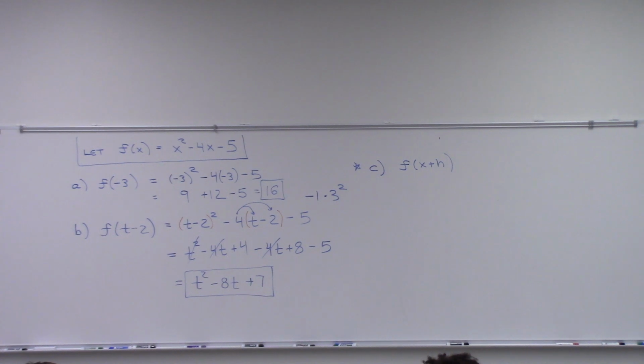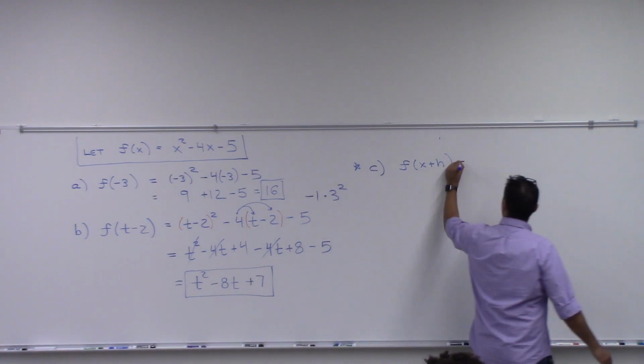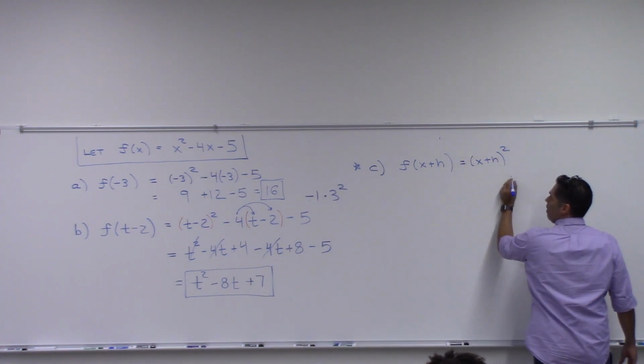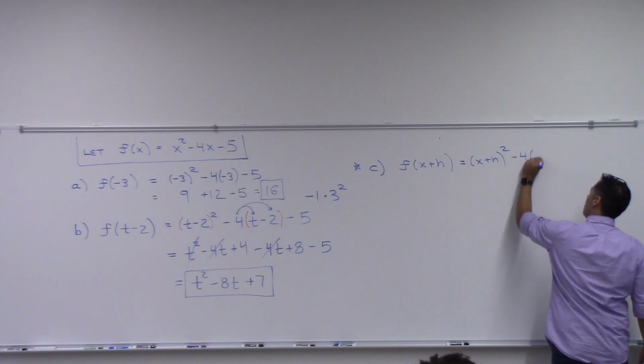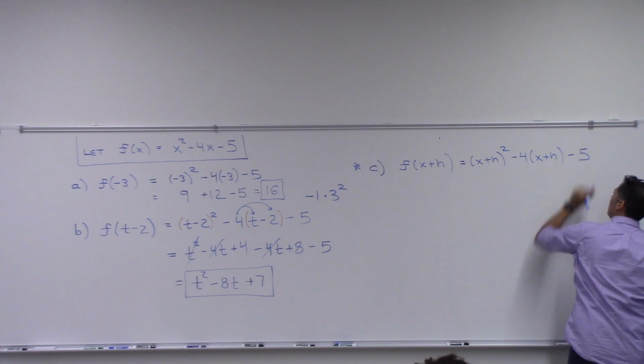So I'm replacing my x's with x plus h, right? We're still using this function right here. So I do x plus h. I've got to square that. And then I've got to do -4, and then x plus h again in parentheses, and then -5.